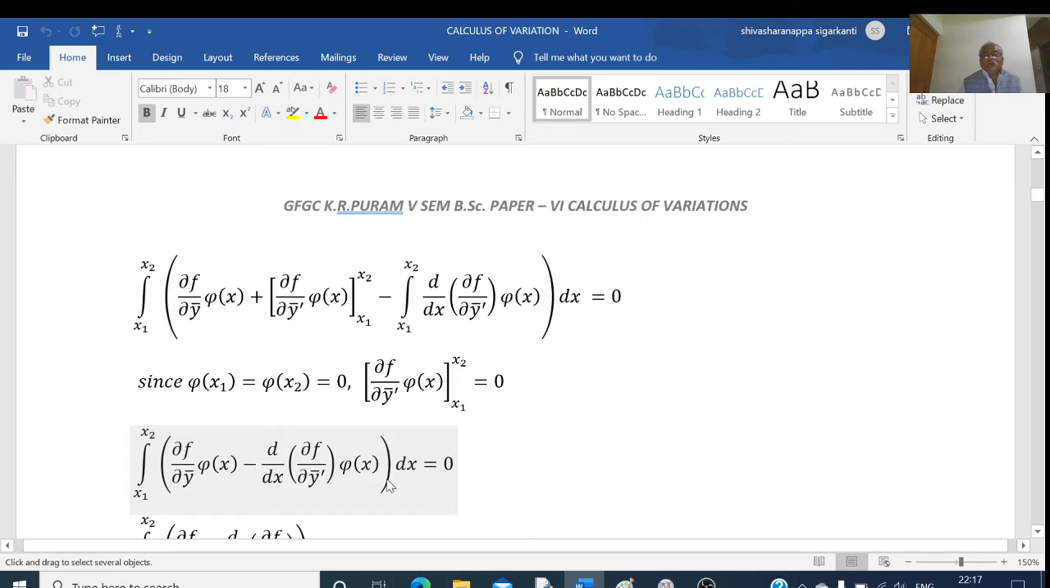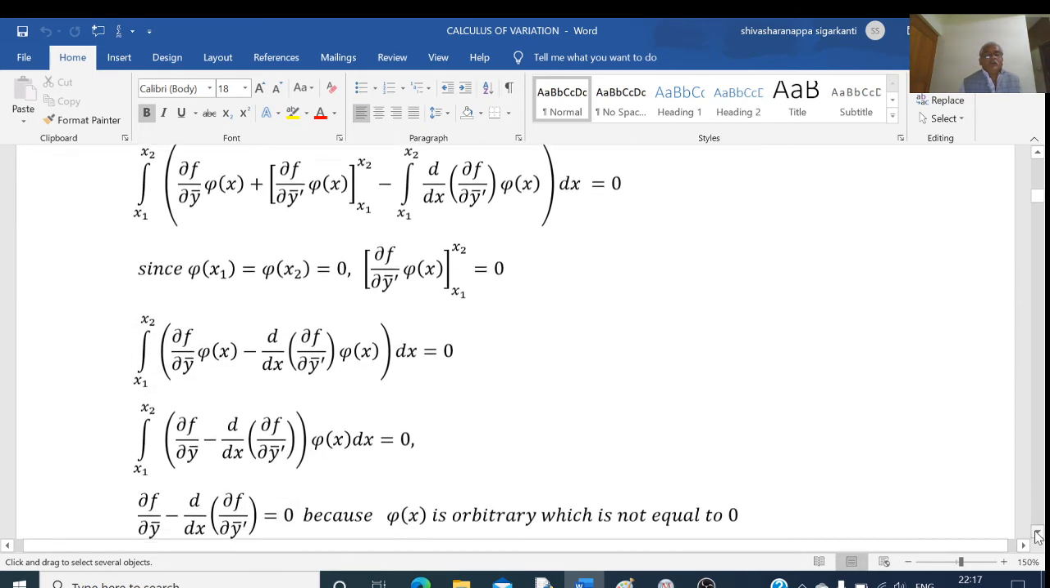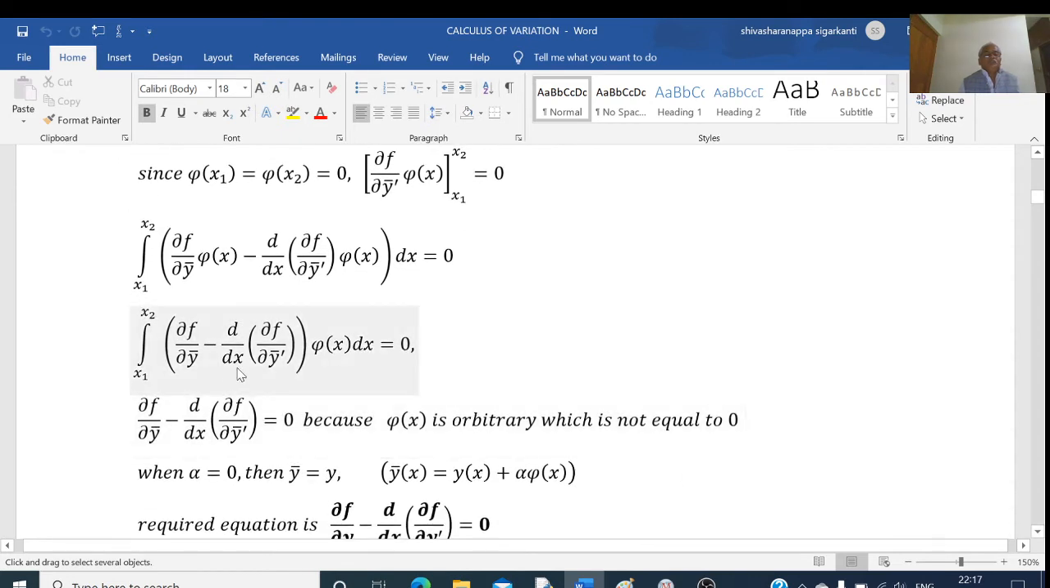Now I will take this pi of x common factor. Pi of x is common here. I will take pi of x common factor. Then we get the integral of [dou f by dou y bar minus d by dx of dou f by dou y bar dash] into pi of x into dx is equal to 0. I am getting this integral is equal to 0.